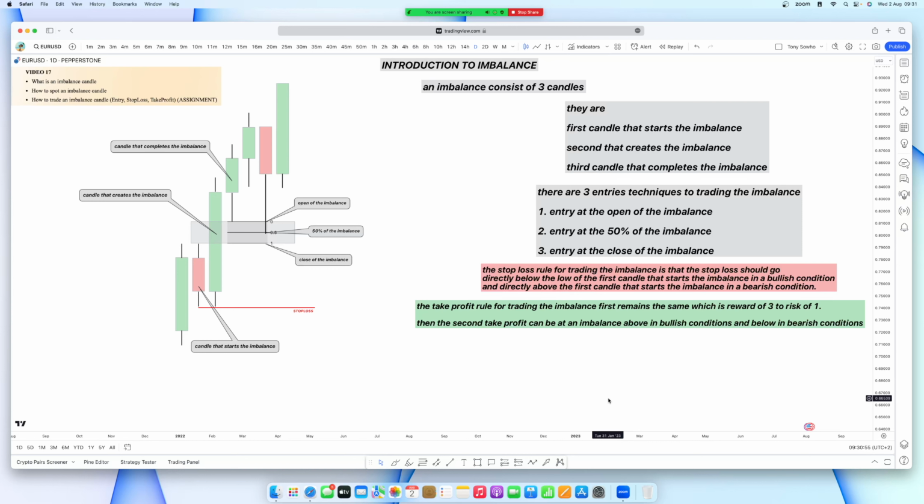So now this is how to trade an imbalance. I've explained to you what an imbalance is. I've given you where the entry should be. There are 3 entry areas. You choose the one that you want; there is no one specific one. So don't ask me which one should I play. You can decide. Today you can decide to play the open, tomorrow you can decide to play the 50 level, or the close.